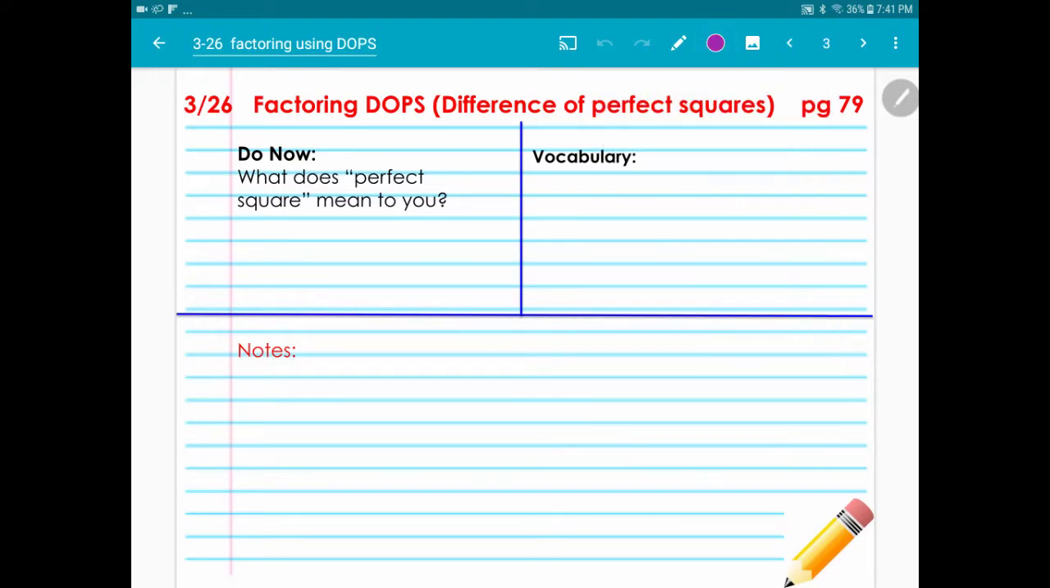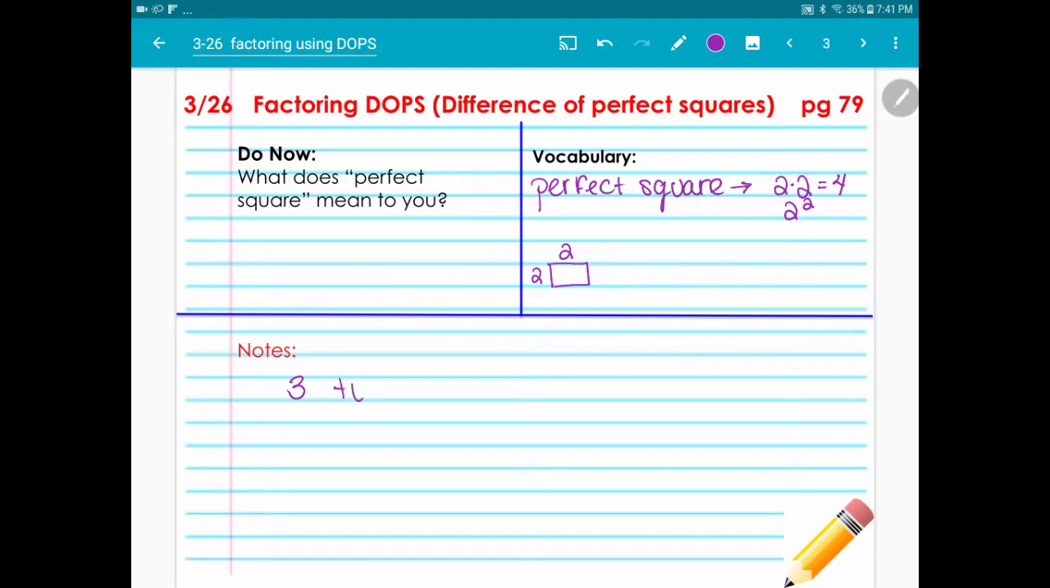All right, so the do now. What does a perfect square mean to you? A perfect square is something that multiplies by itself. So if I actually have a real square, I'm talking about equal sides, 2 times 2 would give us a perfect square of 4. Or in other words, 2 squared. So far we've learned 2 types of factoring, and today we're going to learn about the third.